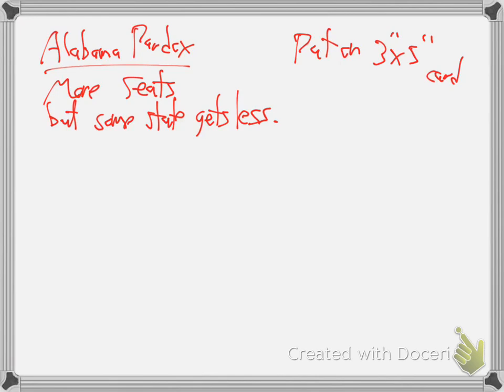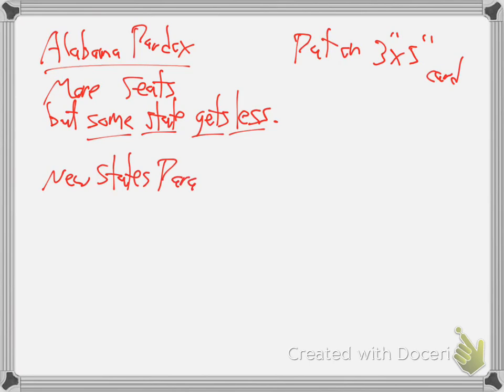So, can you read that? I'm scribbling. More seats, but same. Oh, not same. Some. It looks like same, doesn't it? Some state gets less. So like Cindy, one of the kids gets less. One of the states gets less when you're passing out more seats. How could that be? That's called the Alabama paradox. The next one is, what's it called? The new states paradox.